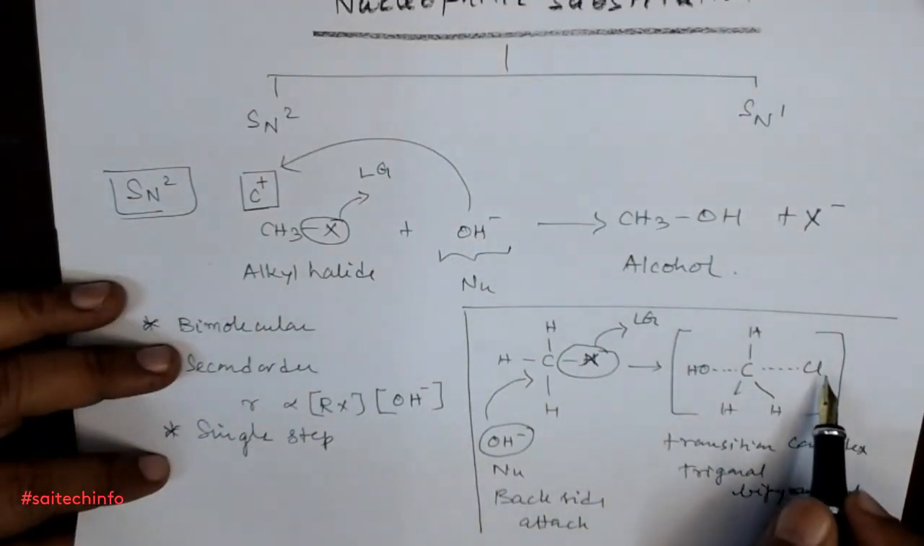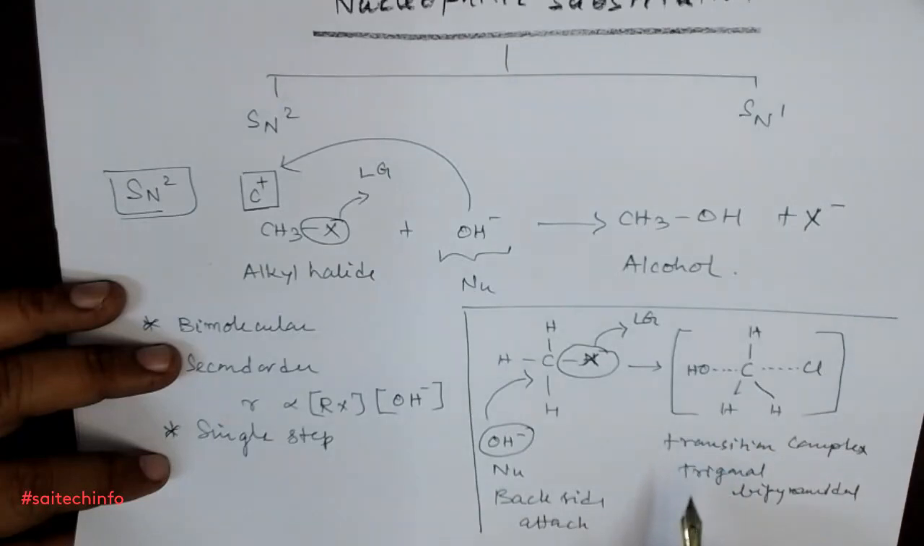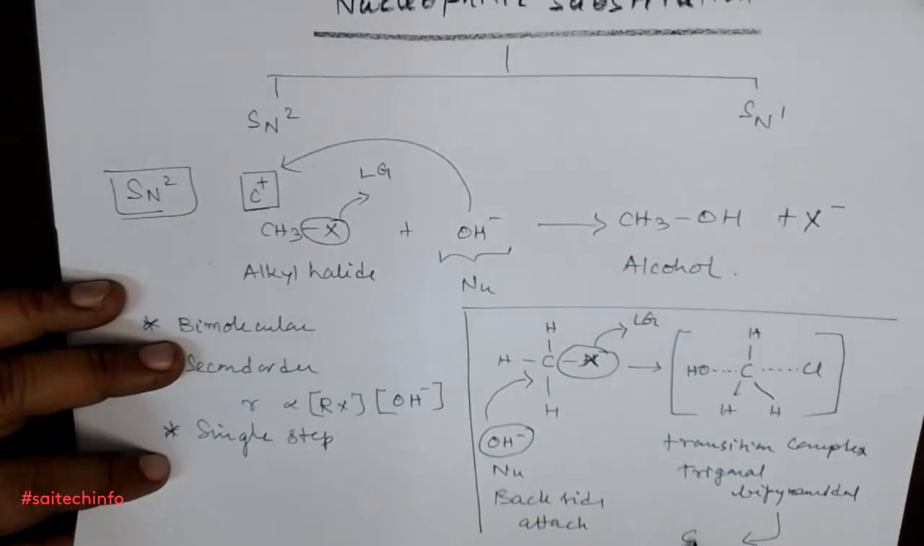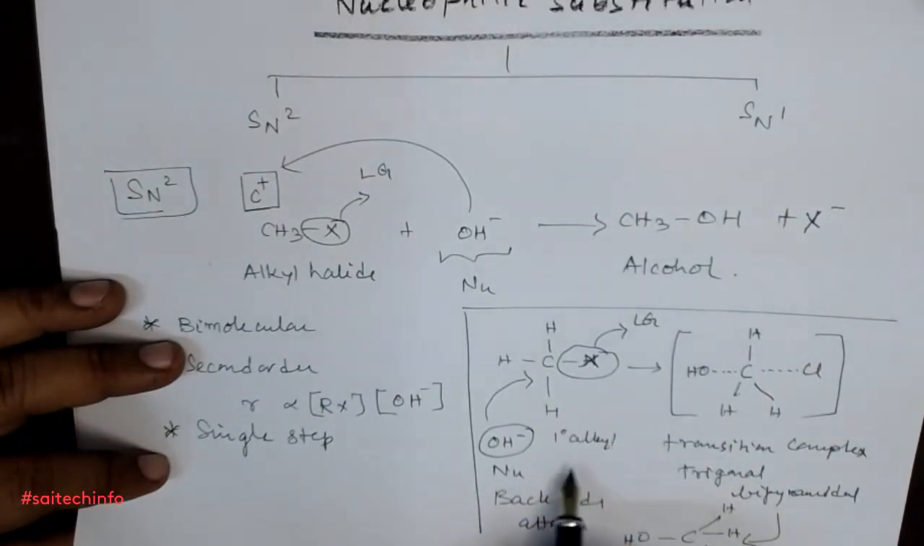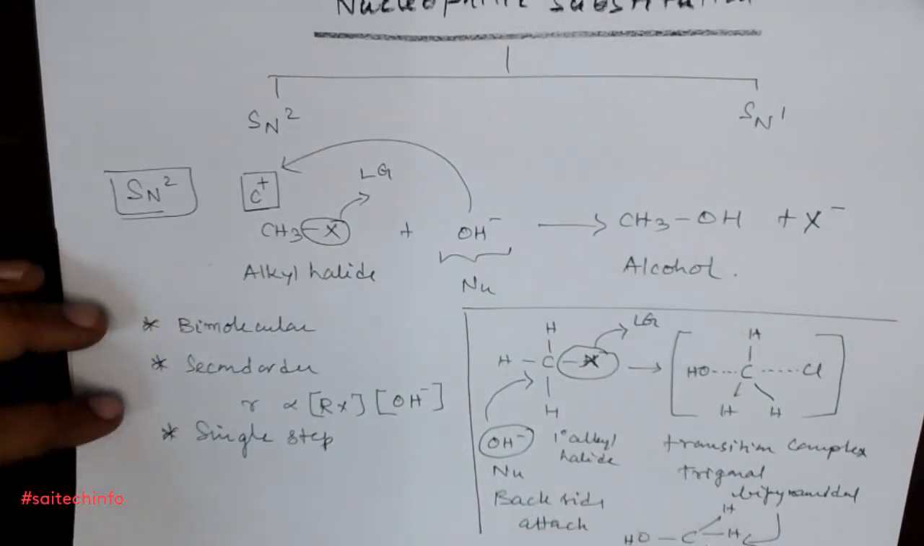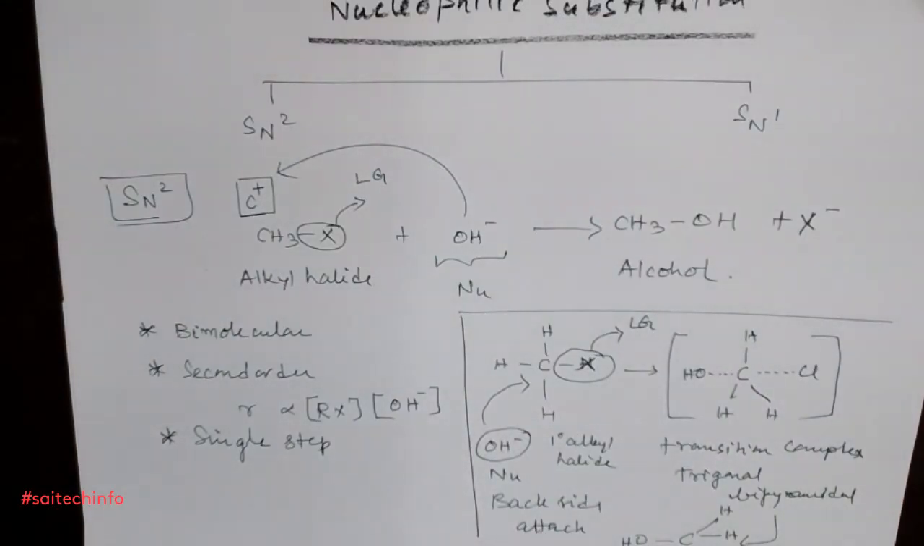Then it is fully removed and this is completely attached, so that you are able to get C, and this bond will come here, H, H, H, and here OH is attached. So this is the alcohol. So actually this is primary alcohol. This is primary alkyl halide. So this is regarding SN2.